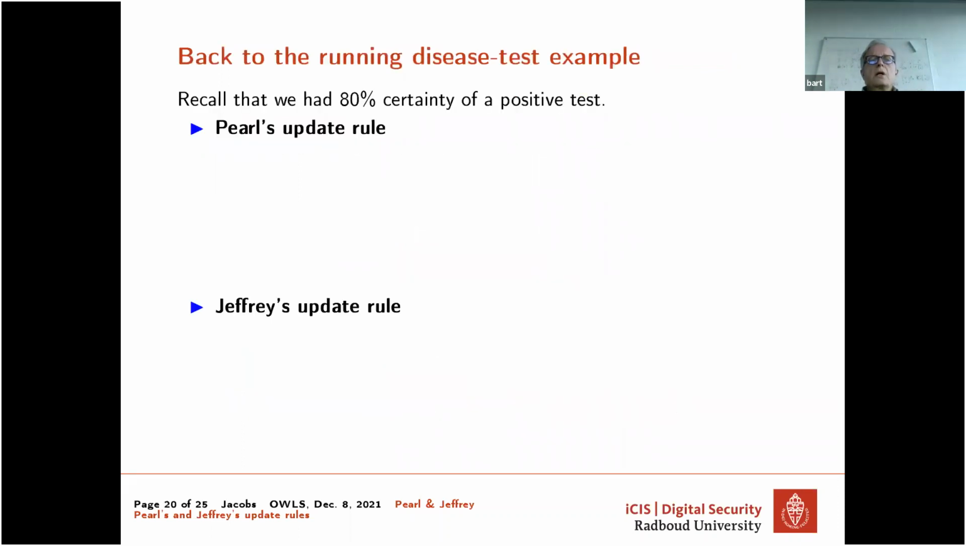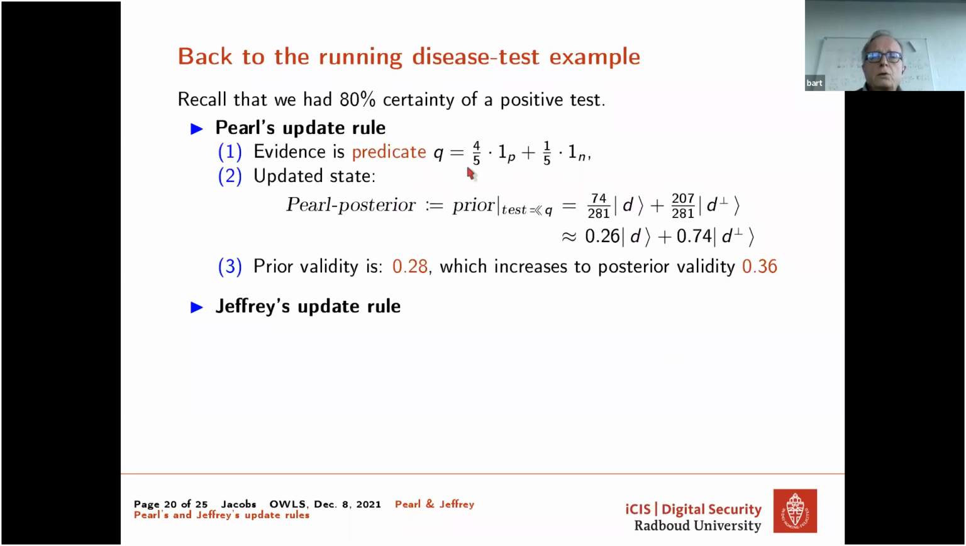So back to the running examples, recall that we had 80% certainty of a positive test. In Pearl's case, I translate it to a predicate Q, which is 4/5, 0.8 on P, and 1/5, 0.2 on negative test. And then the Pearl posterior is the prior updated with this pulled back predicate Q along the test channel. And this gives, if you like, you can compute this very precisely, and it gives a 20% disease likelihood.